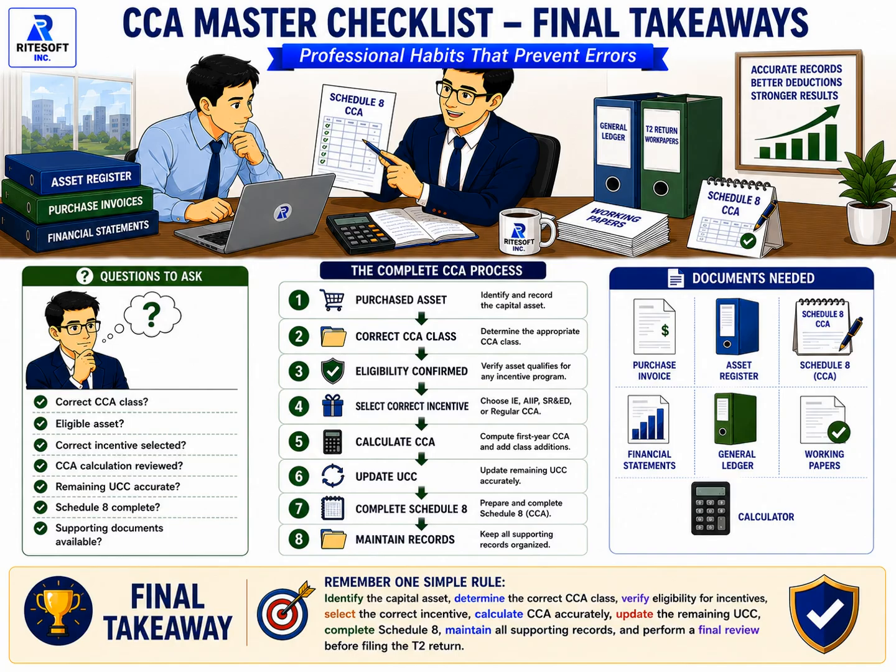Identify the capital asset. Determine the correct CCA class. Verify eligibility for any available incentive program. Calculate the allowable deduction accurately. Update the remaining undepreciated capital cost. Complete Schedule 8. Maintain complete supporting documentation. And perform one final review before filing the T2 return. By following this disciplined approach every time, you'll reduce errors, prepare more accurate corporate tax returns, maintain reliable asset records, and develop the professional habits that experienced tax preparers rely on when completing Schedule 8.